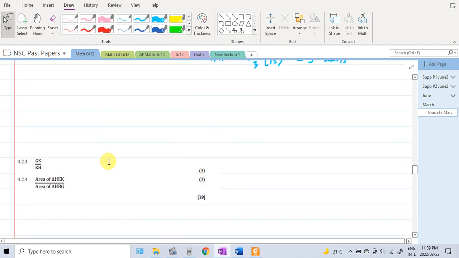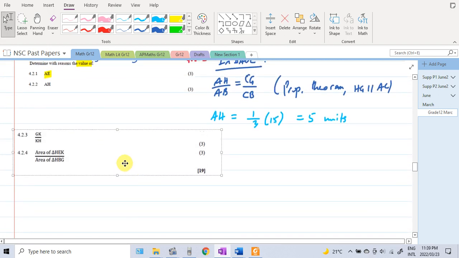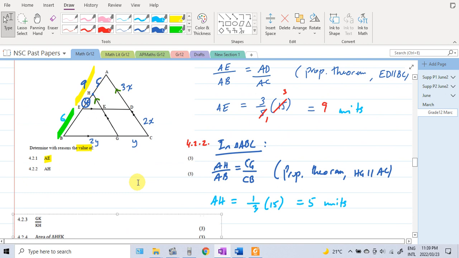Let's look at the next two questions. Now they are asking us for GK over KH. What is GK over KH? Remember those 4 proportionality theorem triangles I was talking about. Here it is. Looking at this line, which is parallel to this line. So GK is to KH. I'm going to write here 4.2.3. So we're choosing a triangle, triangle HBG.